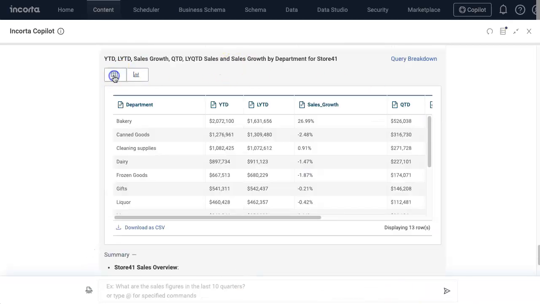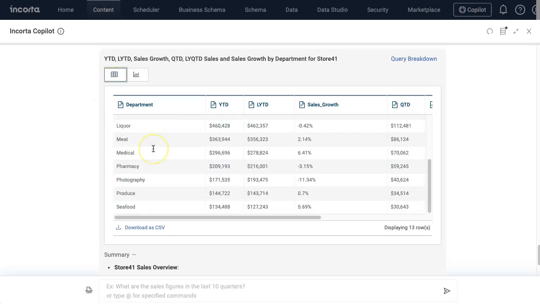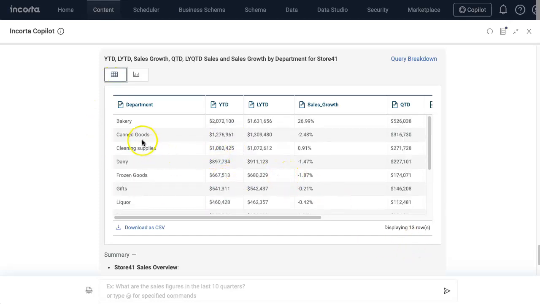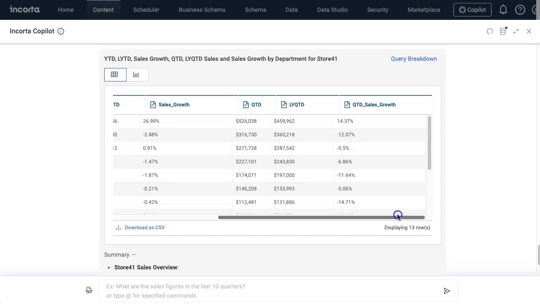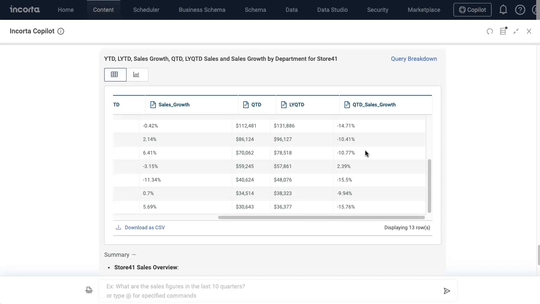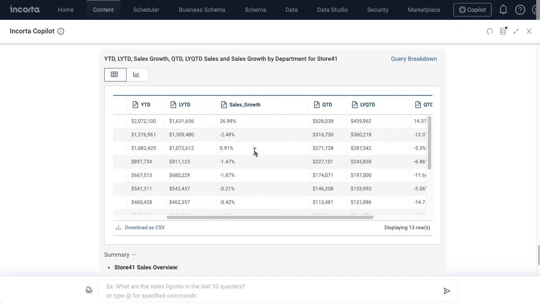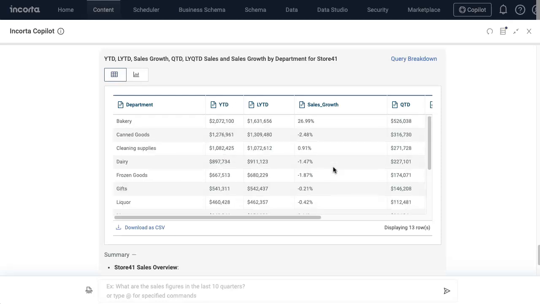Okay, so let's look at this here. Now there are 13 departments, and I can see for some departments the growth rate is phenomenal. For example, bakery, 27% growth year to date. Even quarter to date is almost 14.37%. And look at other departments. Some of them are negative and so on, but not that bad. But especially for bakery, something is going on where sales is significantly higher. The growth rate is significantly higher compared to last year and also compared to any other department.